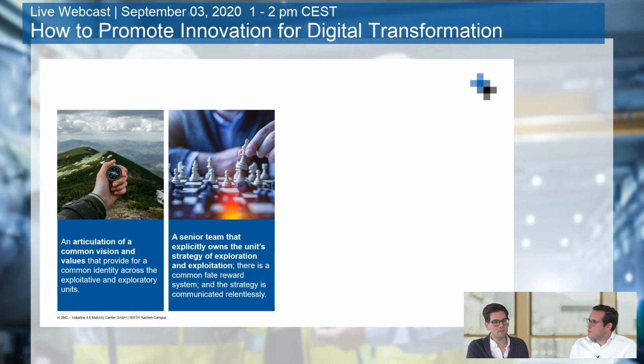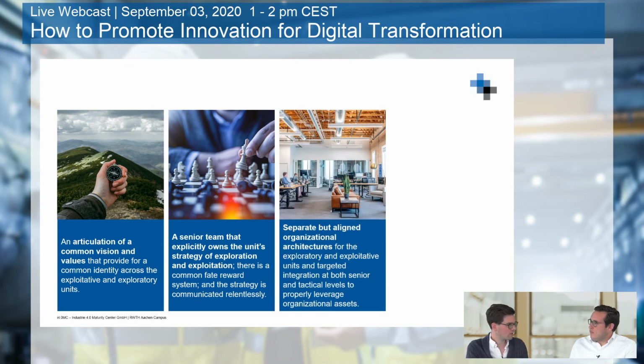And third, you have separate organizations, sure, but you have to align them, and you have to really target the integration and leverage of the common assets that they all have, in order to really use that in the explorative unit, for example, from the core organization. An example is SMS Digital, which is a digital unit from SMS Group. They have outsourced all the digital activities there, and they have this explorative unit there. But they also have the close connection to the management and the commitment of the management for SMS Digital.